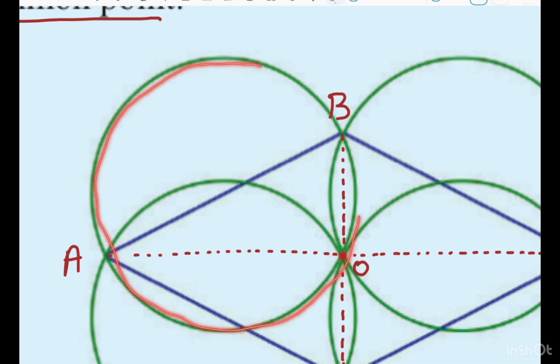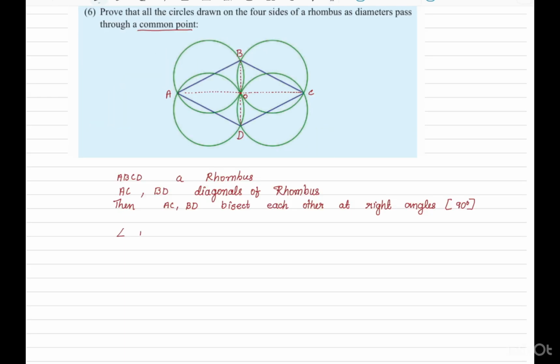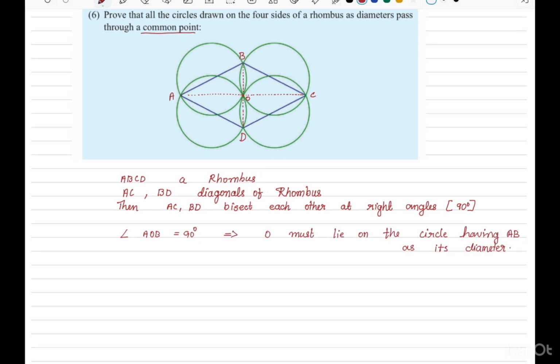Let's see the circle where AB is the diameter. Here we got this angle is 90 degrees, which implies O is a point on the semicircle. Therefore, O is a point on the circle. Angle AOB equal to 90 degrees, which implies O must lie on the circle having AB as its diameter.